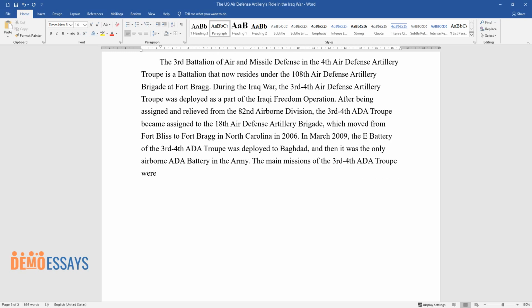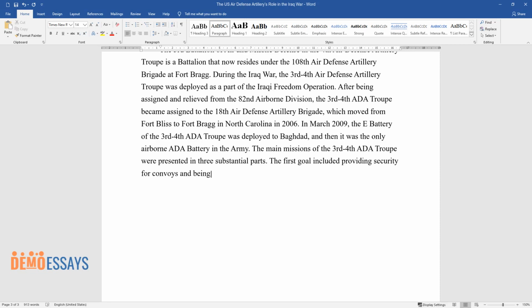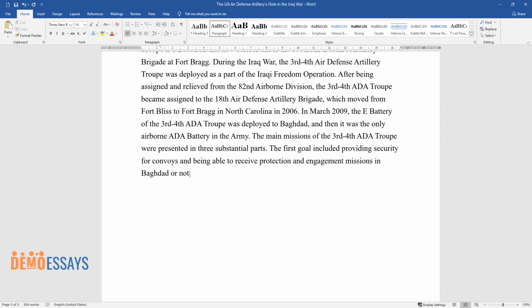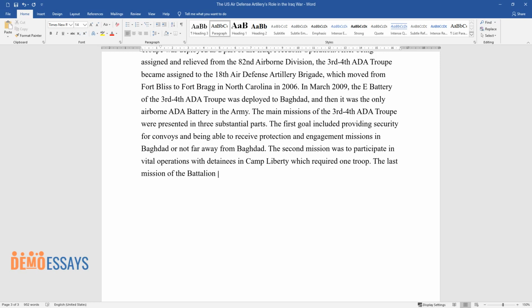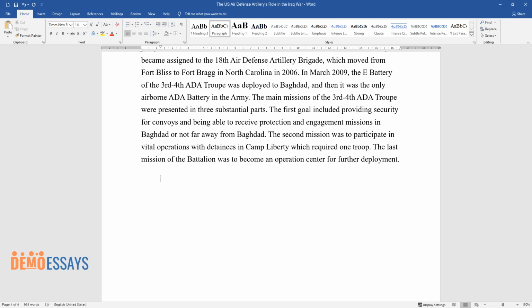The main missions of the 3rd 4th ADA Troop were presented in 3 substantial parts. The first goal included providing security for convoys and being able to receive protection and engagement missions in Baghdad or not far away from Baghdad. The second mission was to participate in vital operations with detainees in Camp Liberty, which required 1 troop. The last mission of the battalion was to become an operations center for further deployment.